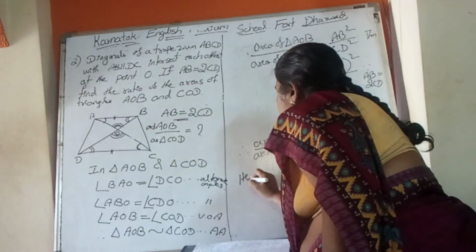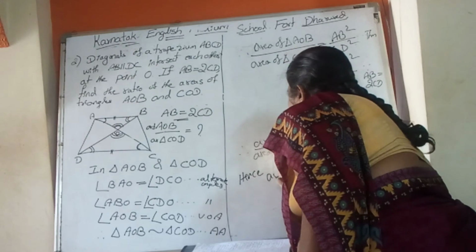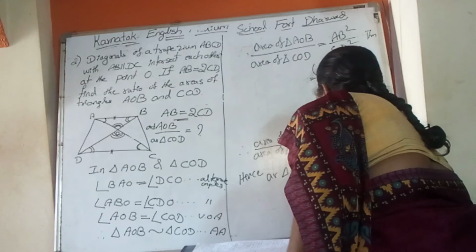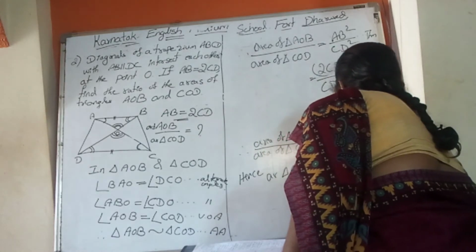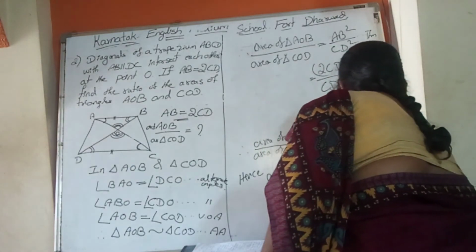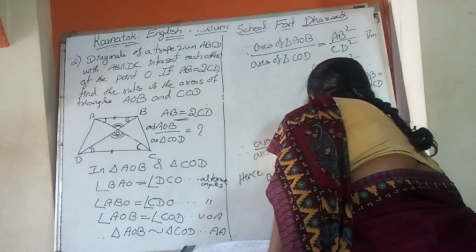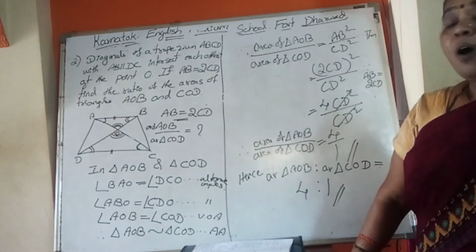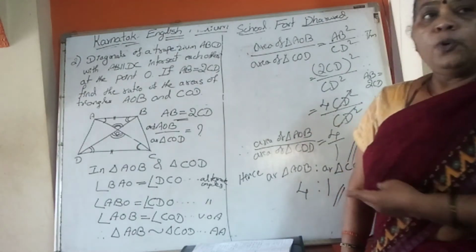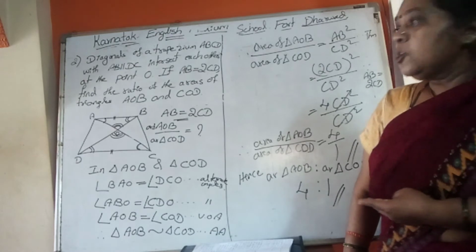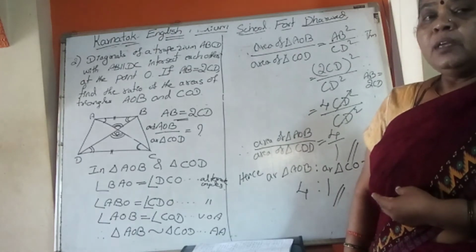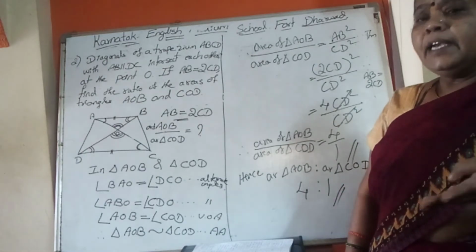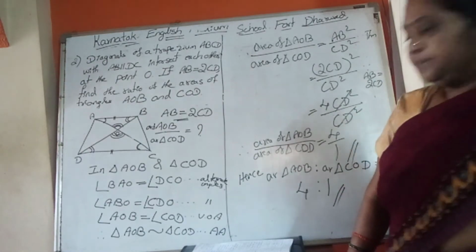Hence, area of triangle AOB is to area of triangle COD equal to 4:1. You proved it now. Understood, students? So shall I go to the next problem? You prepare these problems at home one, two or three times. Okay?